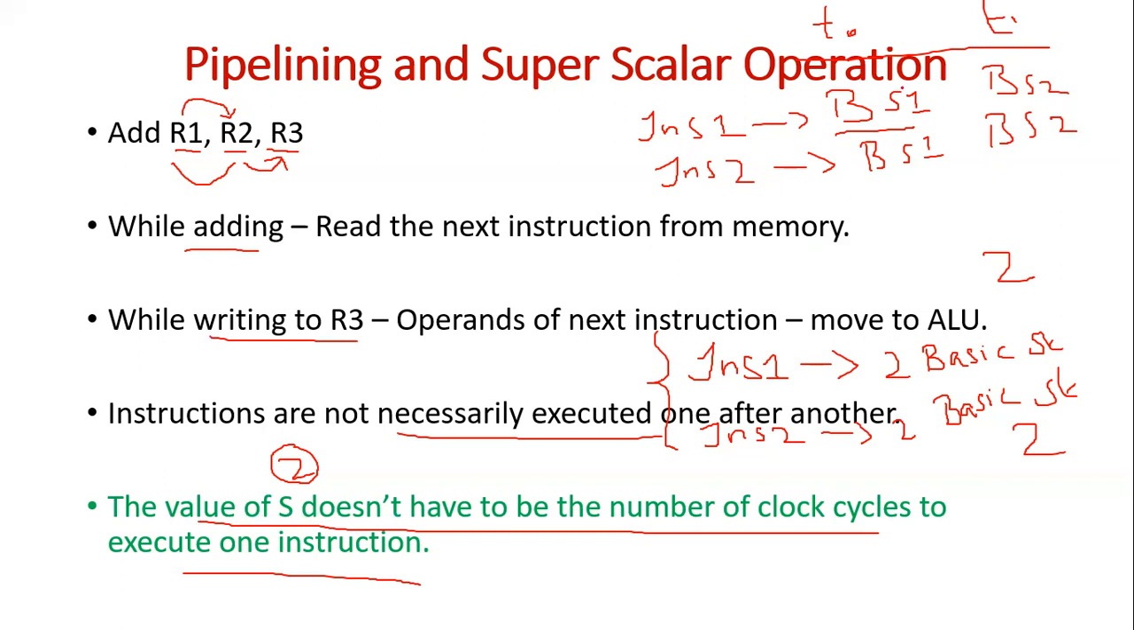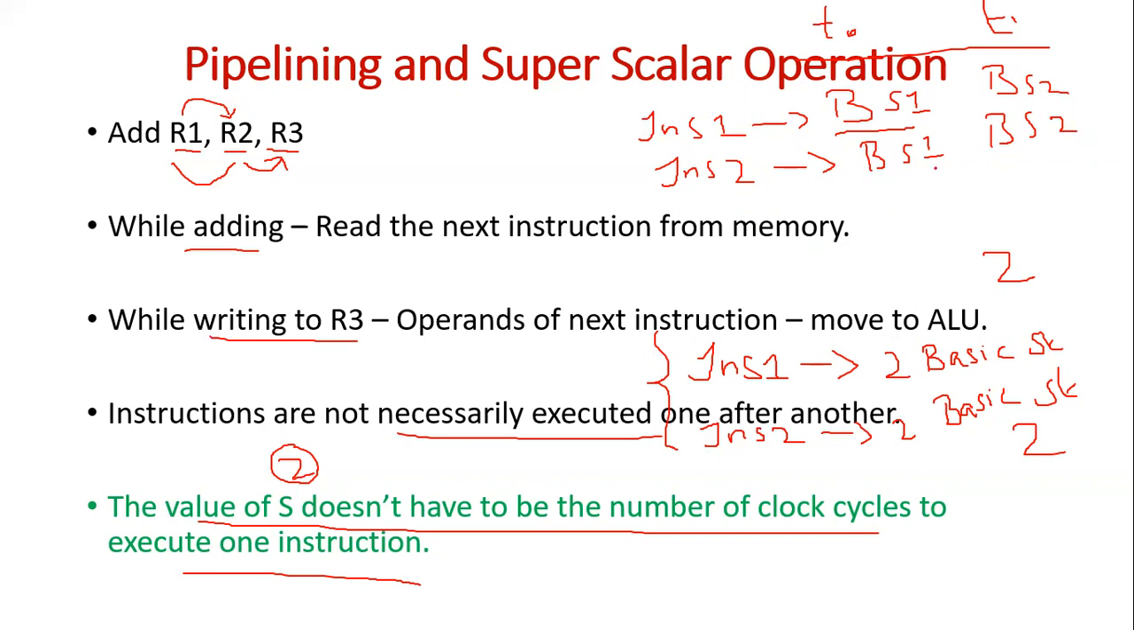So when basic step one of instruction one is executed, during the same time basic step one of instruction two is also executed, and when basic step two of instruction one is executed, during the same time basic step two of instruction two is also executed. So this scenario is called a pipeline. Now what is the value of S?